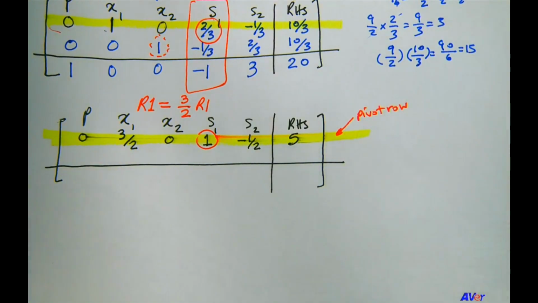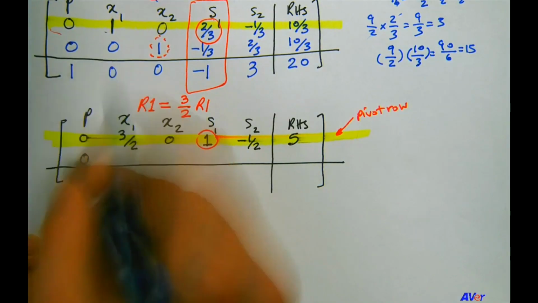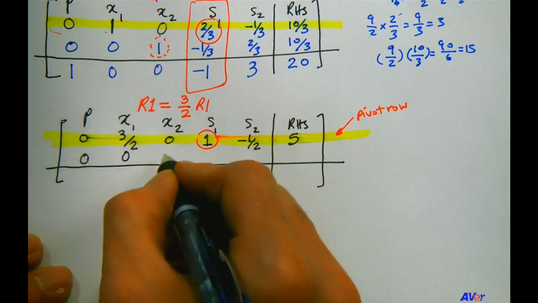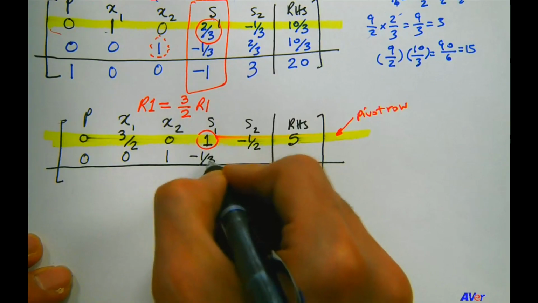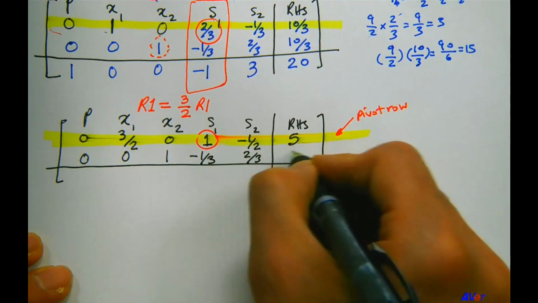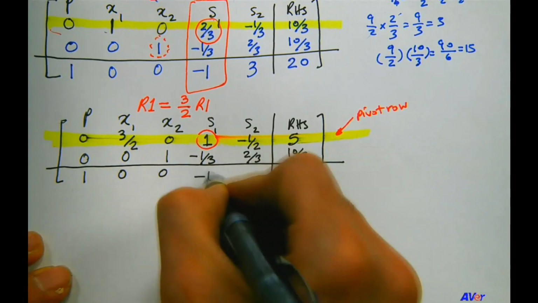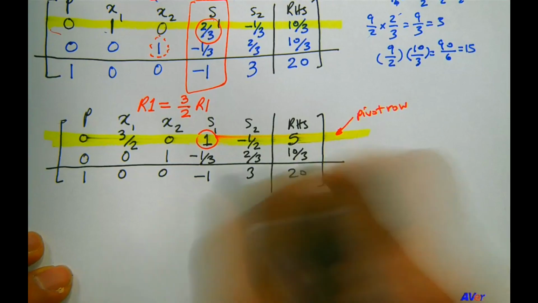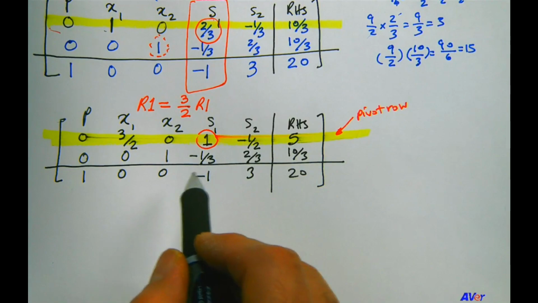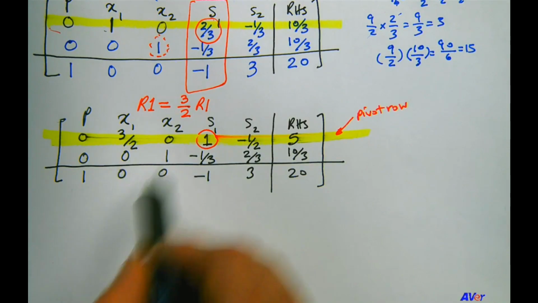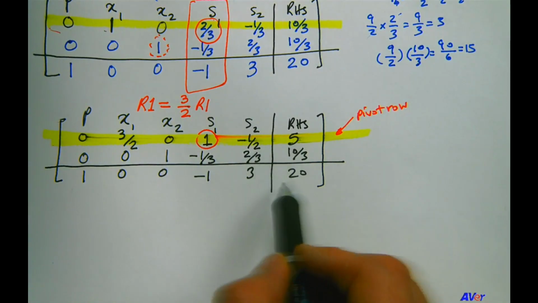Okay. And the other two rows do not change for now, so I'm going to write them down as they are. 0, 0, 1, negative 1/3, 2/3, 10/3, 1, 0, 0, negative 1, 3, and 20. And I'm going to double check this really quickly. And so 3/2, this minus 1/2, 2/3, 5, 10, yes, that's correct.